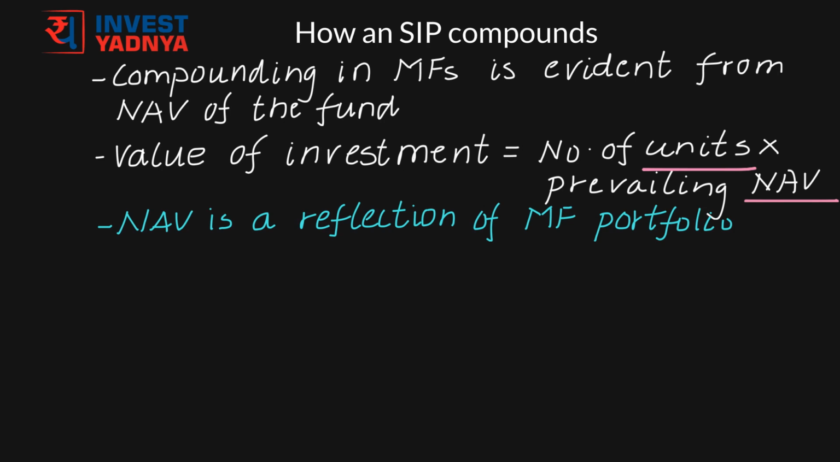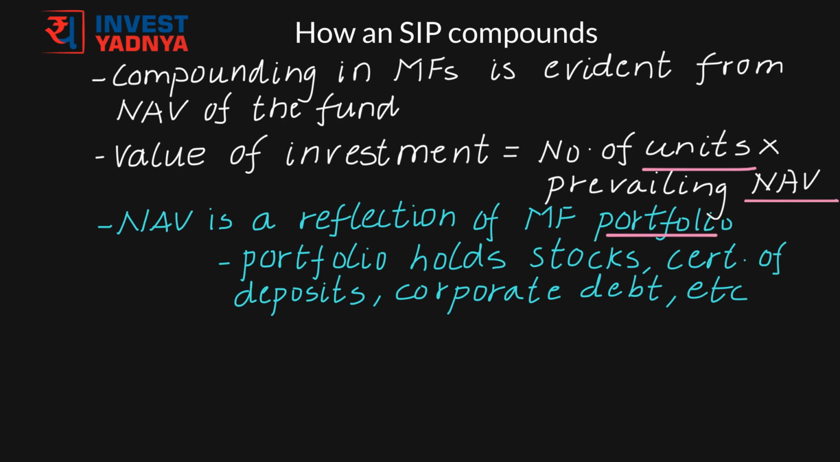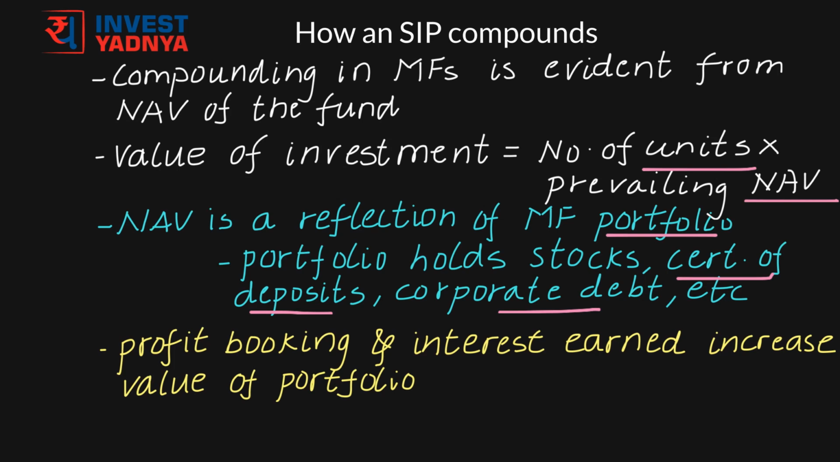Now, the NAV of the fund is a reflection of its portfolio. The portfolio holds stocks, and in case of hybrid funds, it might also hold corporate debt, certificate of deposits, etc. Now, the portfolio of the fund is never constant. It keeps changing. Whenever some stocks gain, they are sold to book profits. Some corporate debt and certificate of deposits would mature and you would get the corresponding interest. And this is how the portfolio of the fund swells.